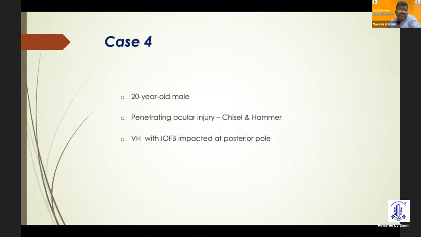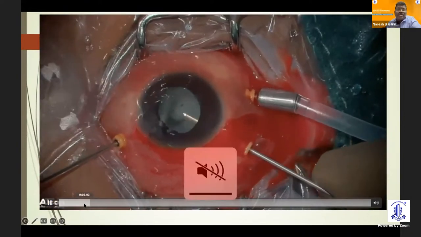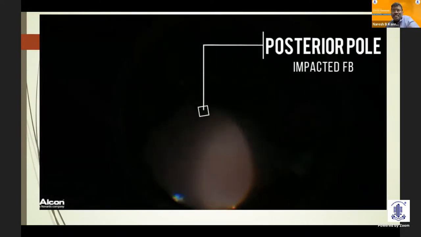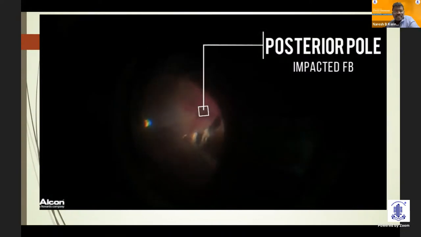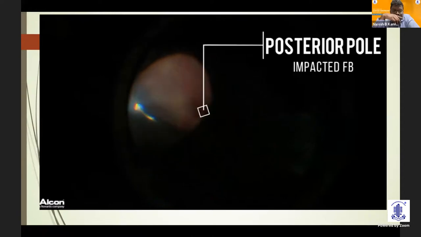So this is one of the cases with a penetrating injury with a hammer and chisel. We know intraocular foreign body is very common in our part of the country. The patient had traumatic cataract and traumatic vitreous hemorrhage, but when I went inside the eye, I was surprised because it was a large foreign body. It was literally standing like the Eiffel Tower on the optic nerve head.